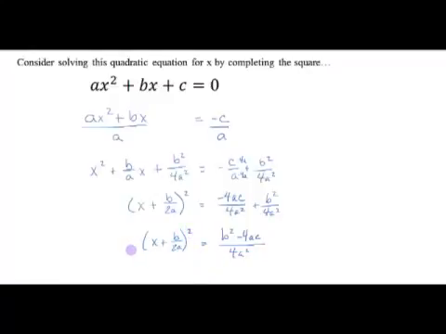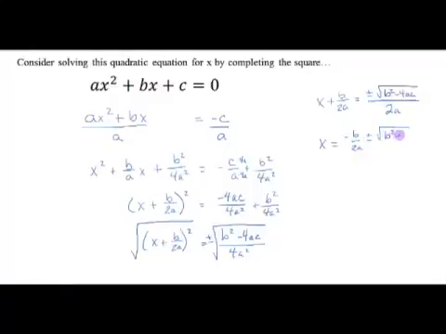Then we'll want to take the square root of both sides now. Remember the plus or minus when you do that. That gives me x plus b over 2a on the left and plus or minus the square root of b squared minus 4 times a times c all over 2a. I can go ahead and take the square root of 4a squared. And let's go ahead and isolate x completely by subtracting b over 2a from both sides.